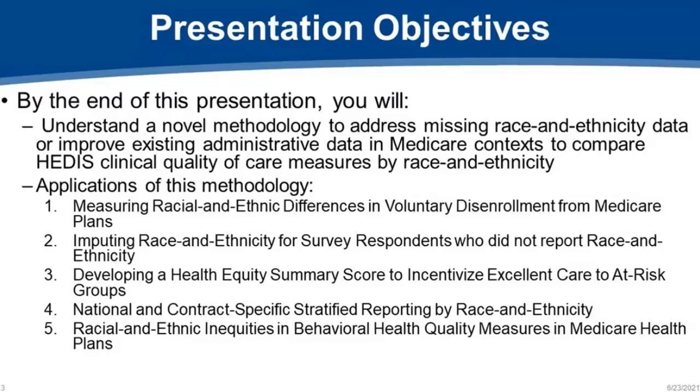So we'll look at measuring differences in voluntary disenrollment rates for Medicare plans, and trying to figure out who does and doesn't respond to items about race and ethnicity on a CMS survey. Also, we'll talk about an application to a health equity summary score that's meant to incentivize good care for underserved beneficiaries. Also, ways that you can present stratified information about the performance of health plans for different racial and ethnic groups. And also we'll describe some work about inequities in behavioral health care.